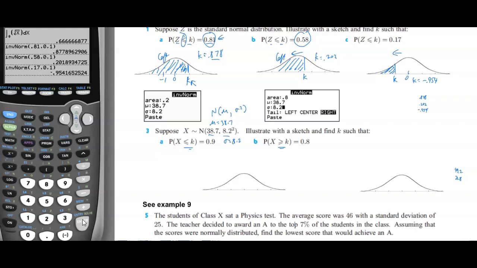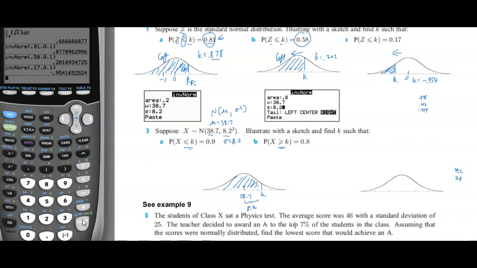So let's write that down on our picture. So 38.7 is the mean value, and 8.2 is the standard deviation. So the standard deviation would be 8.2. Okay, and then we'll find out what is the k value if the probability less than k is 0.9. So wouldn't that be almost the whole thing here? So this is our k value right there.